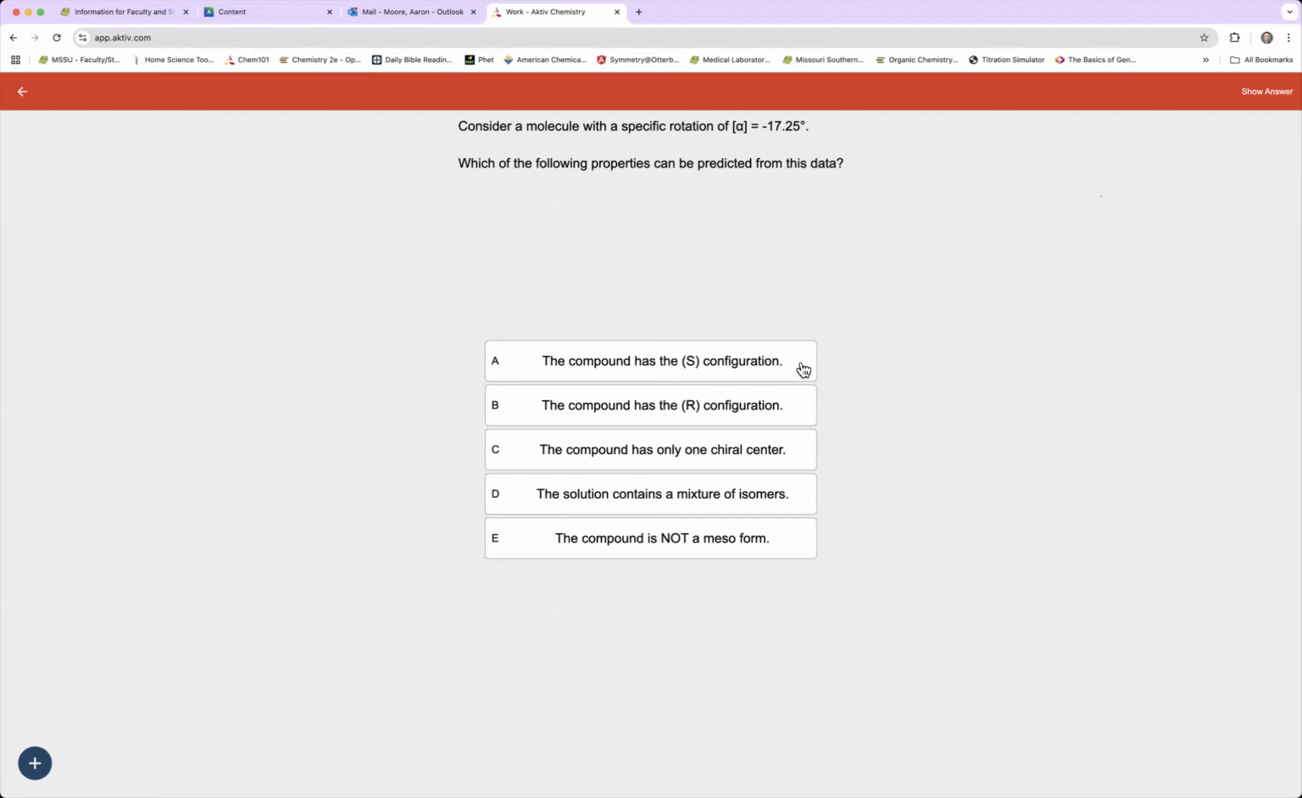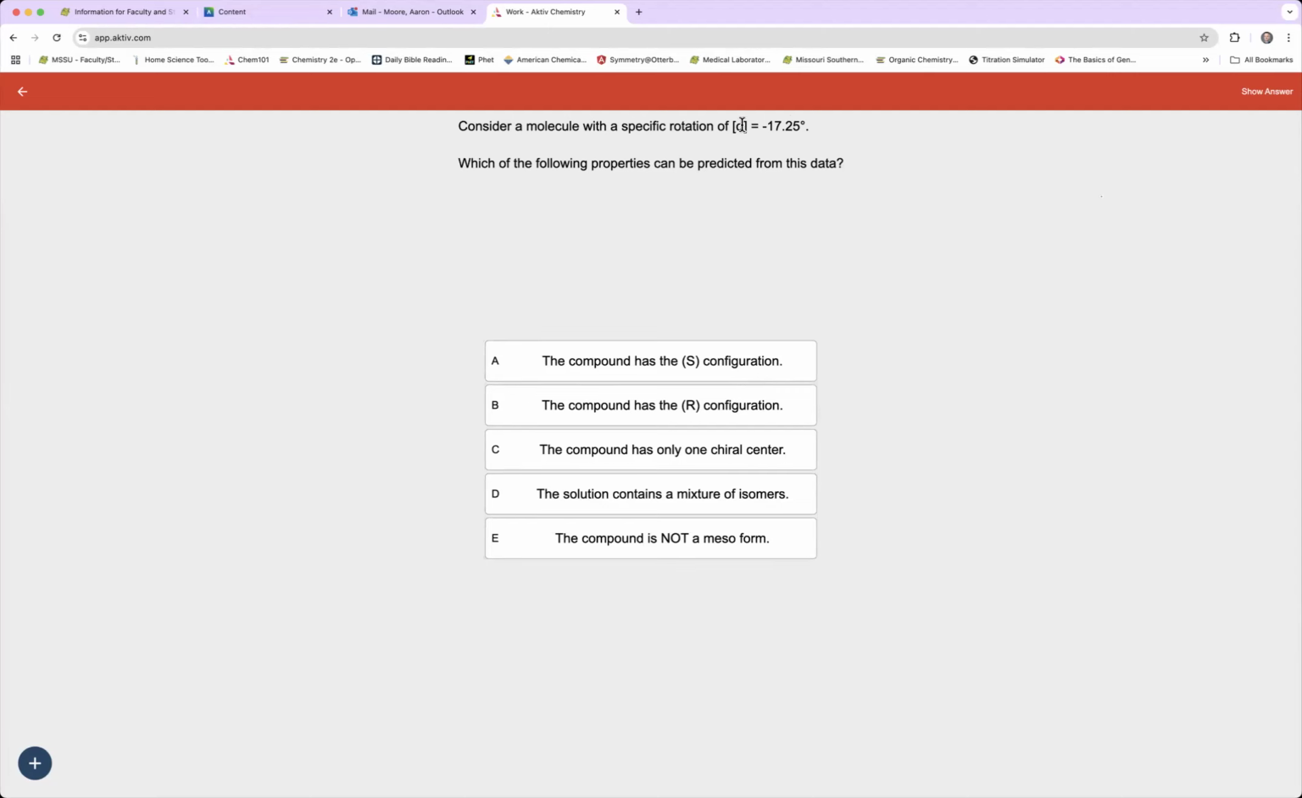Okay, well, one thing you can't know is whether it's S or R. And by the way, you can know whether it's dextrorotatory or levorotatory, whether it's D or L, because that's what the sign tells you. Okay, positive would be D, the dextrorotatory. Negative would be L, the levorotatory. But that's not what we're being led to here in these answer choices A and B, because remember there is no firm connection between D and L and S and R. That's all experimentally determined. So I don't want to pick A or B.